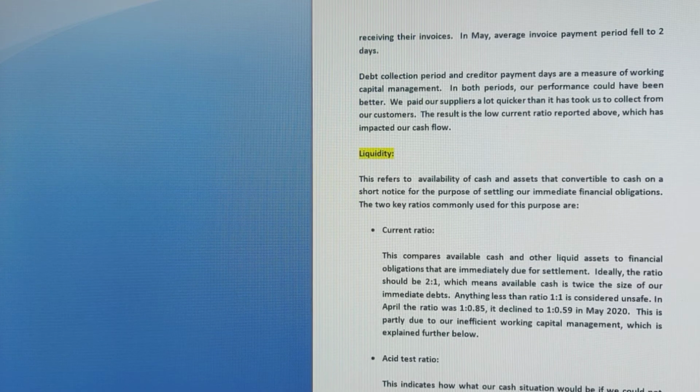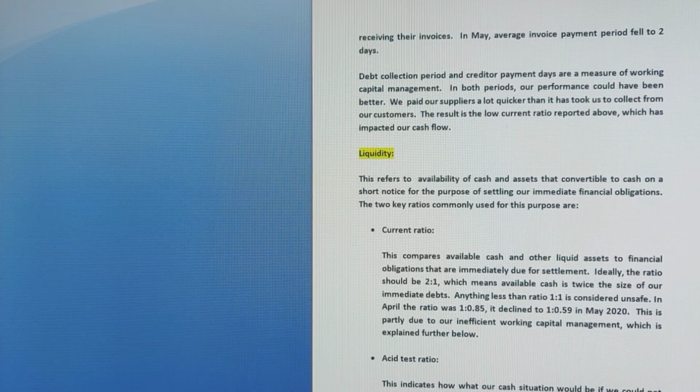Anything less than 1-to-1 is considered unsafe. It's not safe. In April, the ratio was less than 1-to-1. It was actually 1-to-0.85. Okay? It declined to even 0.59 in May. This is partly due to our inefficient working capital management, which I've already explained.